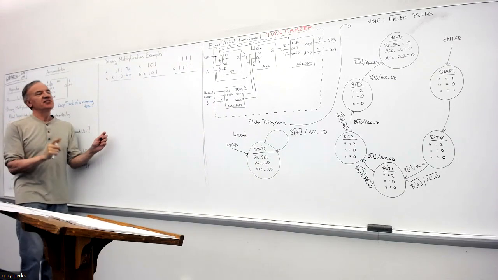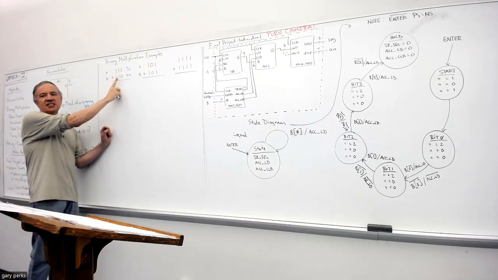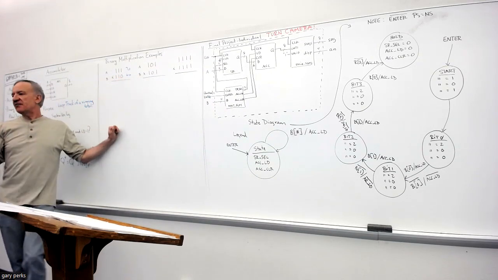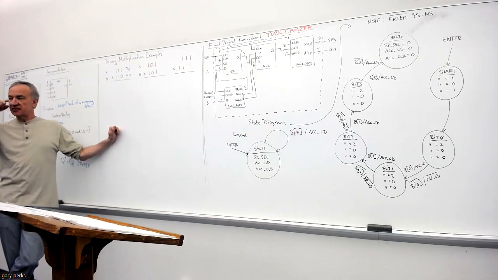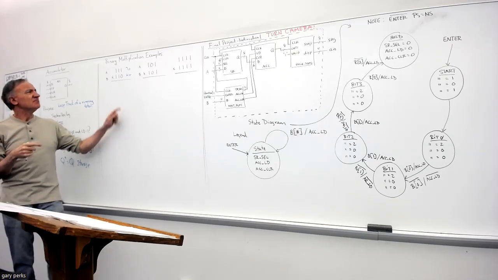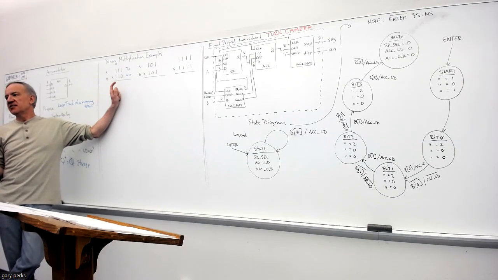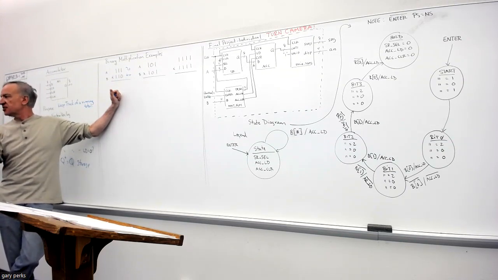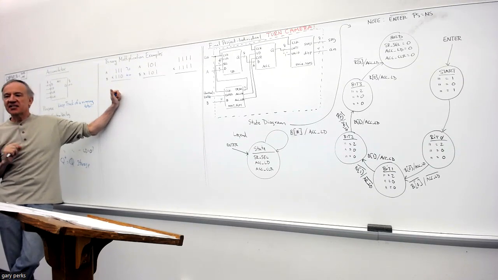The key thing is you're looking at the second number, and we're going to start with the least significant bit. Anytime you have a 0 in that second number that we're calling B, you're going to add 0 to whatever your total is. Whenever you have a 1, you're either going to add A or you're going to add a shifted version of A.